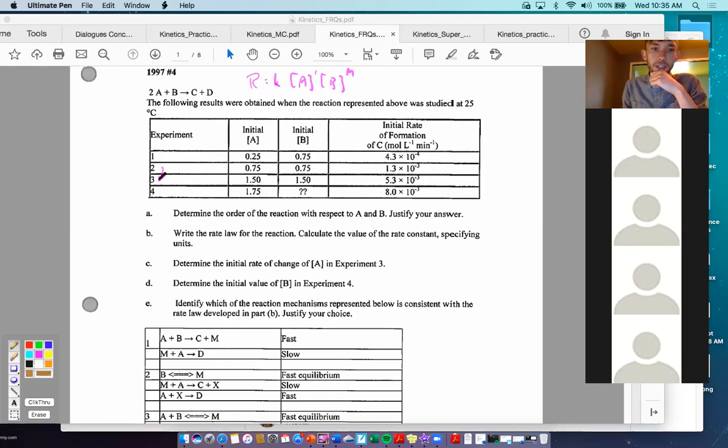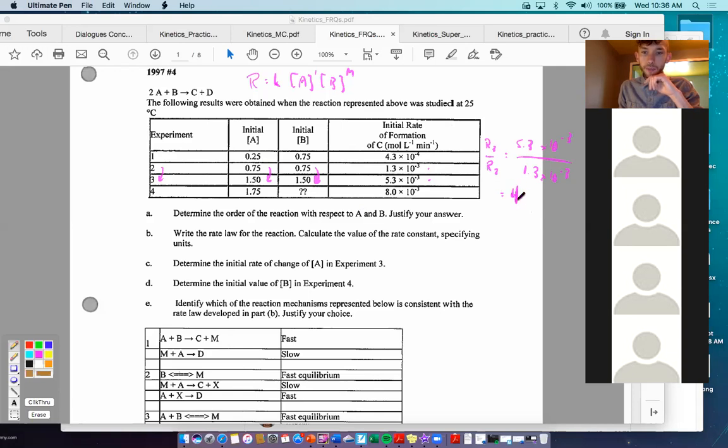So from reaction 2 to reaction 3, I can see that I've doubled A and I've doubled B. So I know already that doubling A should double the rate. I wonder what doubling B did to it. So once again, I'm going to compare the two rates. Rate 3 compared to rate 2. Rate 3 is 5.3 times 10 to the negative third. Rate 2 was 1.3 times 10 to the negative third. If I do that, I get a 4.